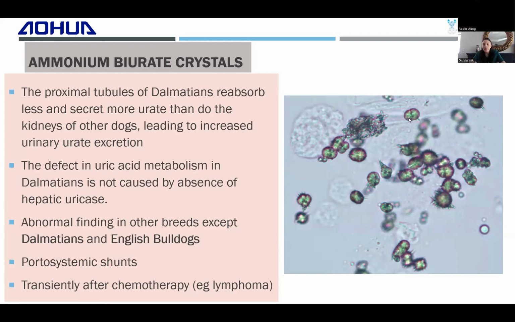The abnormal finding can be found in other breeds, except Dalmatians and English bulldogs as well. In other breeds, apart from these two breeds, the Dalmatians and the English bulldogs, they might indicate portosystemic shunts. So we always have to evaluate these crystals. And we can also find them transiently after chemo protocols. Like, for example, if you do a CHOP protocol for lymphoma, you might find these crystals transiently in your urinalysis.